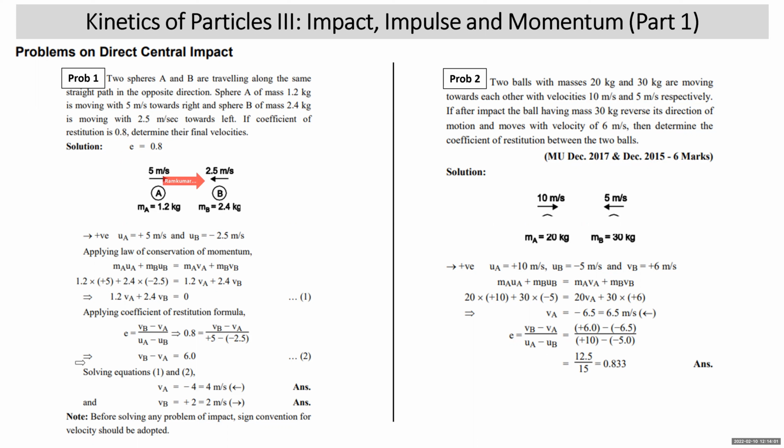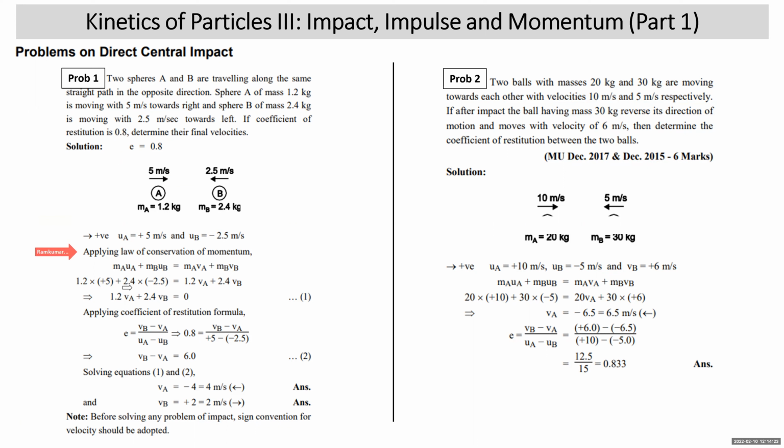For solving any problem of impact, you need to adopt a sign convention for velocity. I have written a note also on that. Before solving any problem on impact, sign convention for velocity should be adopted. Now here we have adopted the sign convention. We are taking towards right as positive. UA is plus 5 meter per second since towards right. UB is minus 2.5 meter per second since to the left.